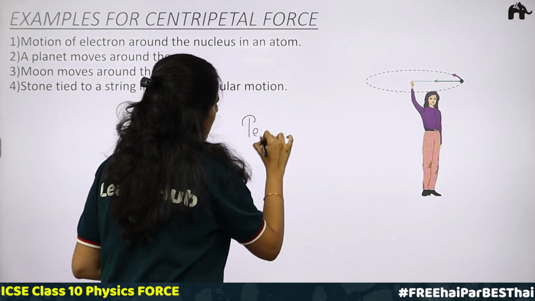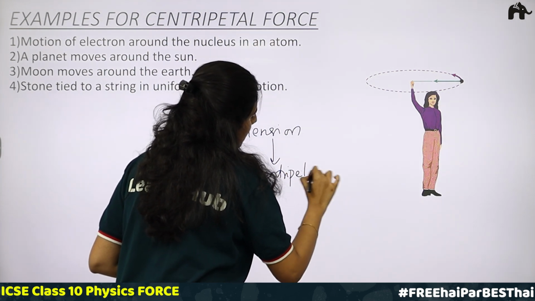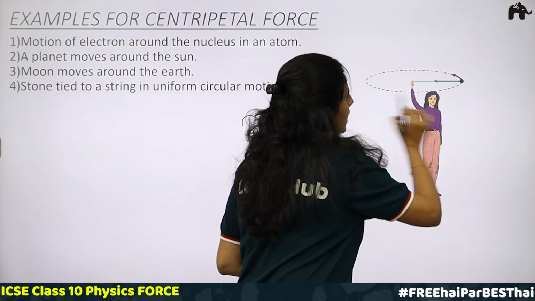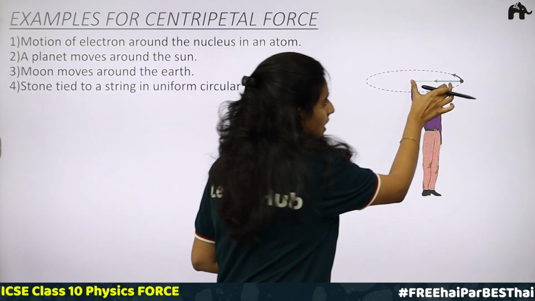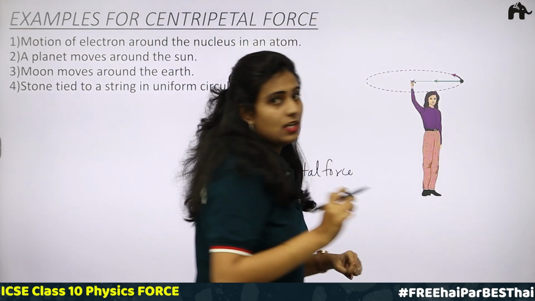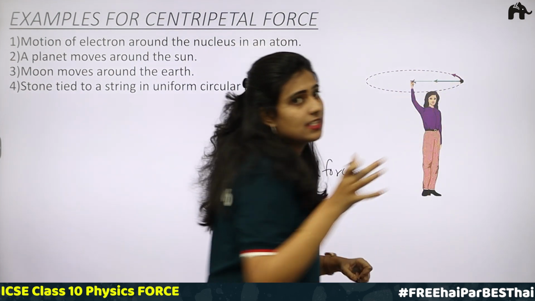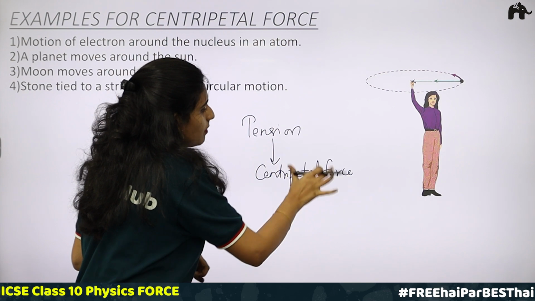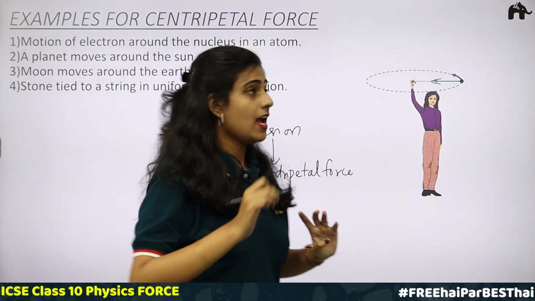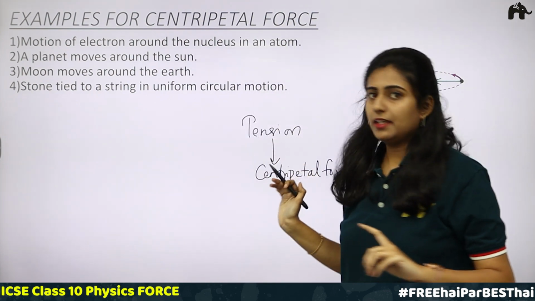This tension creates centripetal force. Here, it is a tension that creates a centripetal force which helps the stone to go in a uniform circular motion. Here this will be the radius and we have the center where the girl is holding the string will be the center. Now this is the radius and this is the string which is experiencing a tension. Because of this tension, there is a centripetal force experienced by a stone towards its center. In this direction there will be centripetal force and the centripetal force helps it to move in the uniform circular motion.